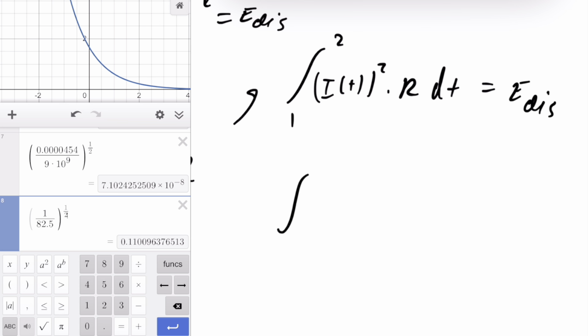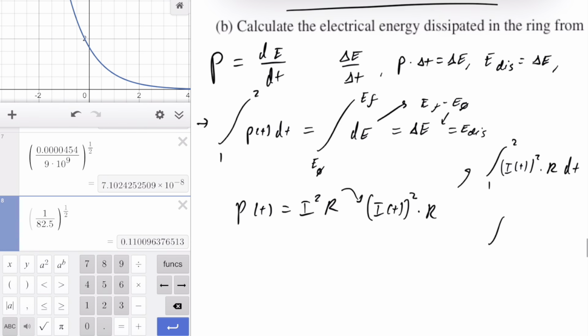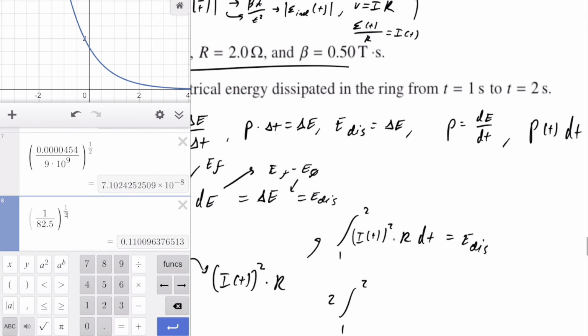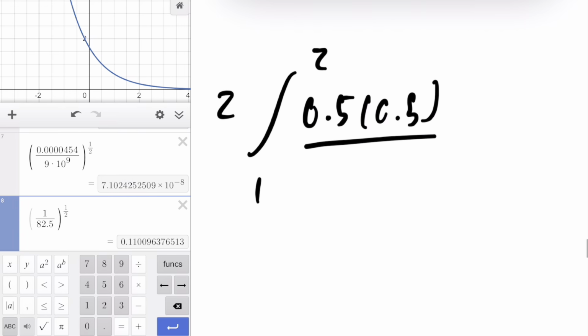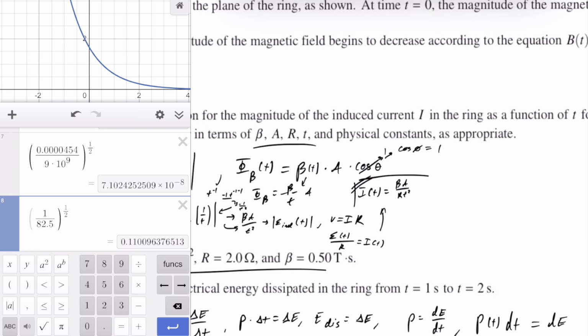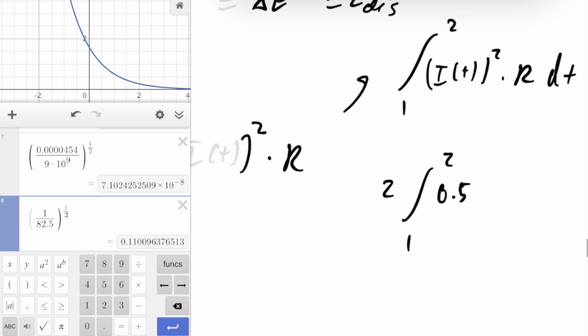So now I'll take out R. What was my R? Let's see. My R was 2, integral from 1 to 2. And I of t was, what was it? It was BA over R t squared. So that was 0.5 was the magnetic field, and the area was also 0.5, divided by the resistance, which was... Oh, wow, the resistance actually cancels, I think. Oh, wait, no, it doesn't. Oh, it's because I forgot to square the current as a whole. I'll keep doing this symbolically.